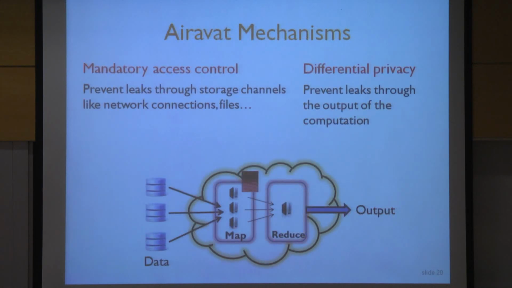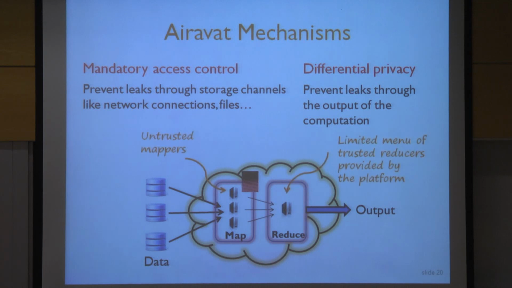So this system basically uses two mechanisms: mandatory access control, which prevents leaks through storage channels, network connections, and so on. That's the systems part of it. And differential privacy, which prevents leaks through the output of the computation itself. So it prevents algorithmic leaks.